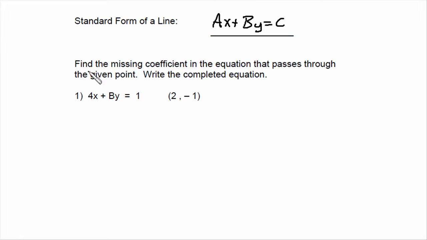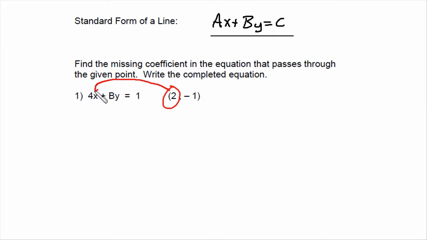All right, so find the missing coefficient, so that means either a or b, those are coefficients, in the equation that passes through the given point, and write the completed equation. Okay, so if we look at this standard form line as it is, we are missing that b value. That coefficient is missing, so we need to find it. As you see, the pattern happens every time: take what they give you and input it into the other part that they give you and find what's missing. That's it. Just find the missing piece.